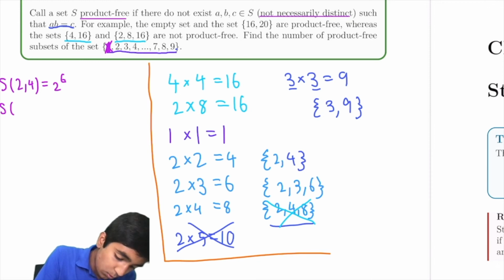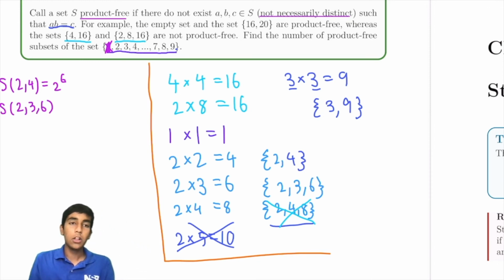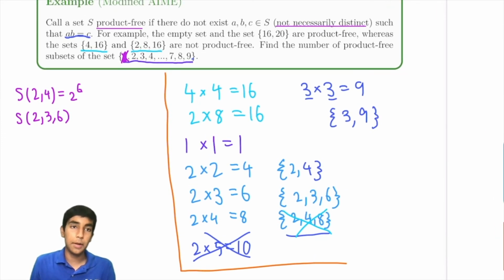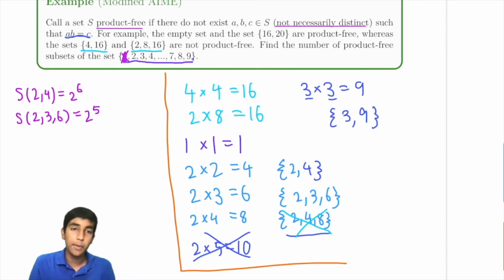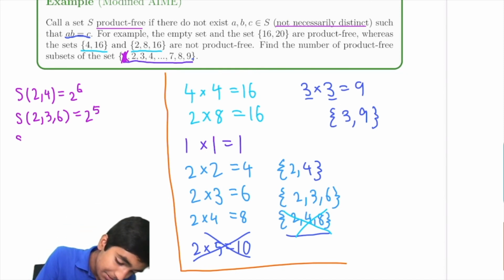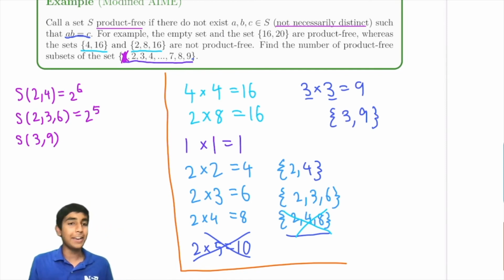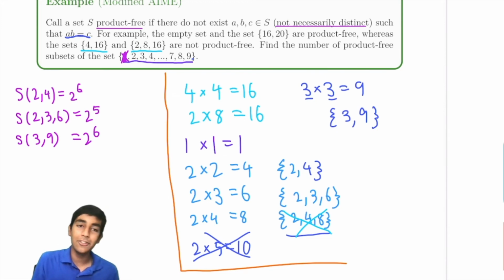The number of subsets with 2, 3, and 6: there are 8 total elements in the set, so 5 are left after 2, 3, and 6 are in the subset. So 2 to the 5 choices, 2 choices for each of the remaining 5 elements. Okay, now, what about 3, 9? This is just like 2, 4. 2 to the 8 minus 2 equals 2 to the 6, because there are 6 elements left and they each have 2 choices.